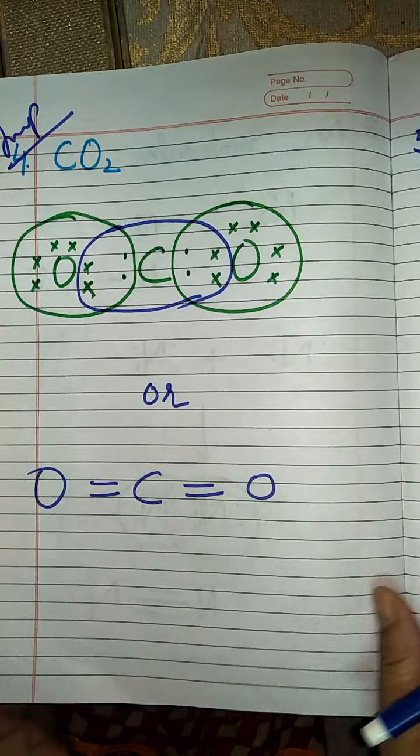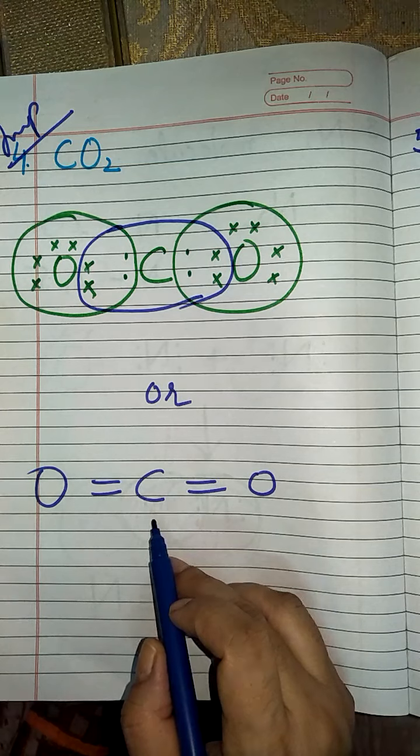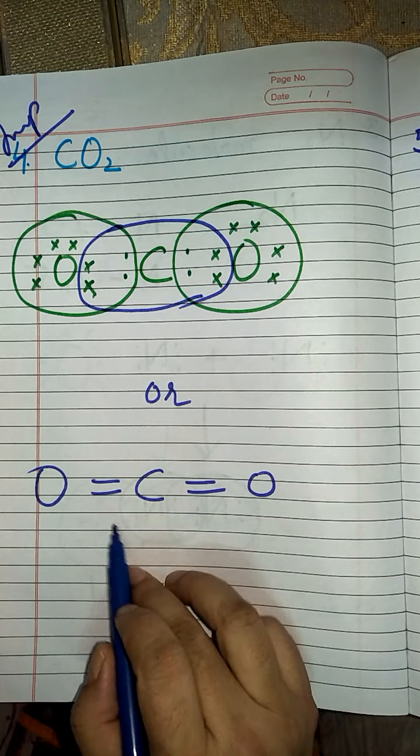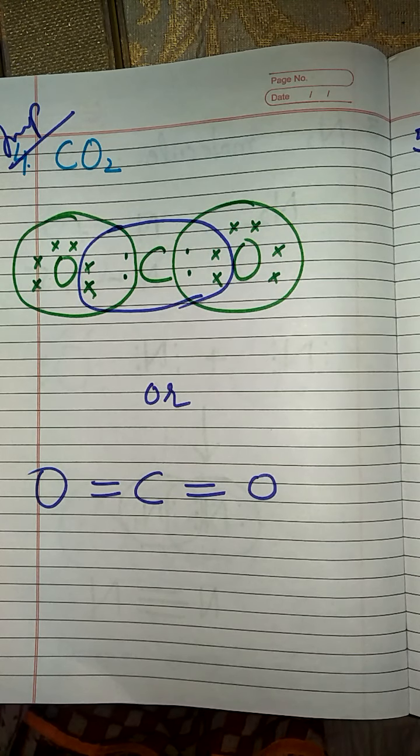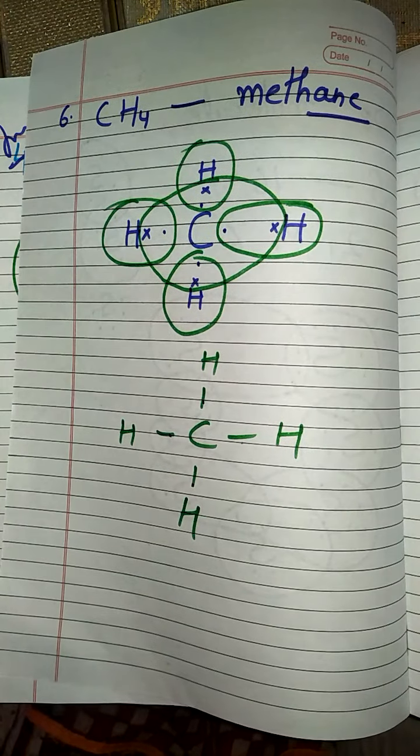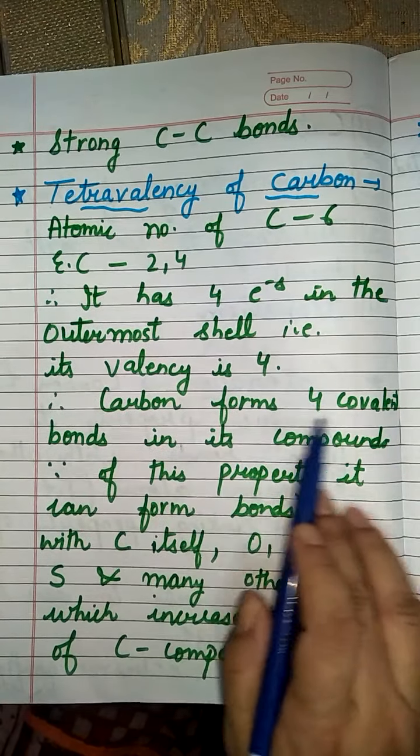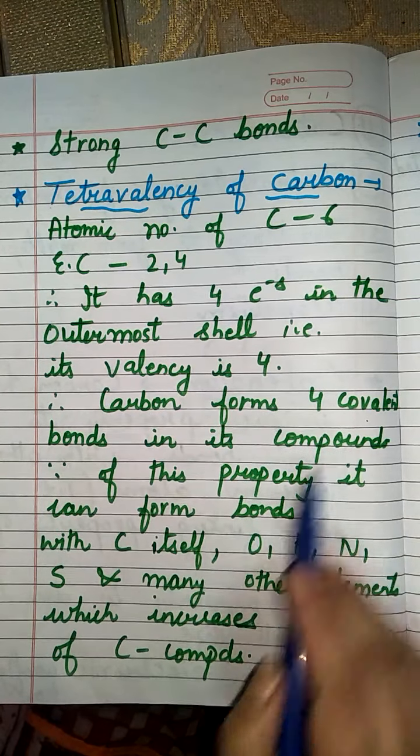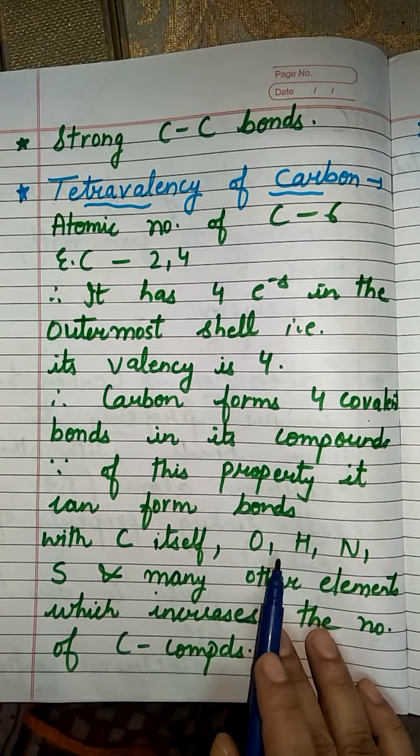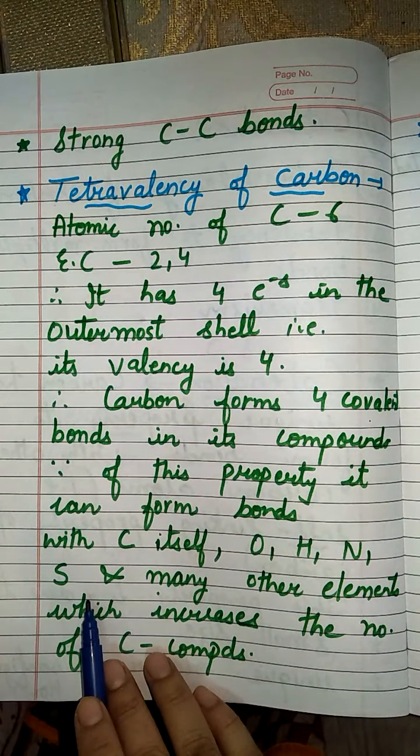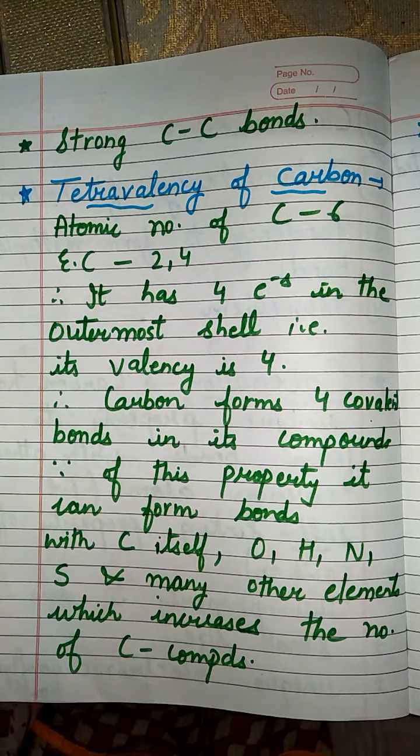Another example you can take is the formation of carbon dioxide. How is this carbon going to be stabilized? 2 bonds here, 2 here, total how many? 4. So unless and until these lines are 4, it is not going to be satisfied. The reason is that it is tetravalent in nature. Therefore carbon forms 4 covalent bonds in its compounds. Because of this property, it can form bonds with carbon itself, with oxygen, hydrogen, nitrogen, sulfur and many other elements, which increases the number of carbon compounds.